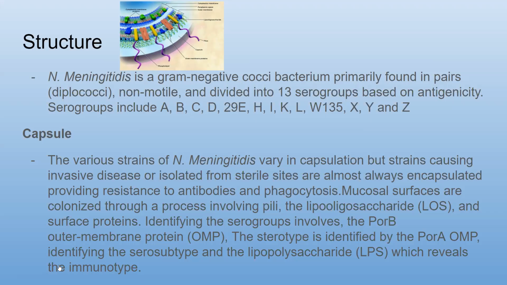Mucosal surfaces are often colonized through a process involving the pili, lipo-oligosaccharides, and surface proteins on the capsule. Identifying these serogroups involves the multiple outer membrane proteins present on the capsule.